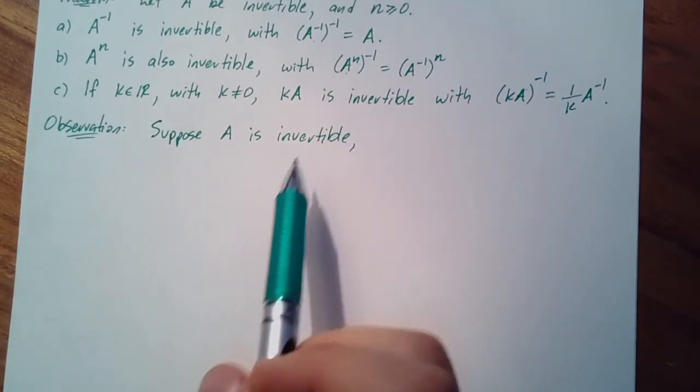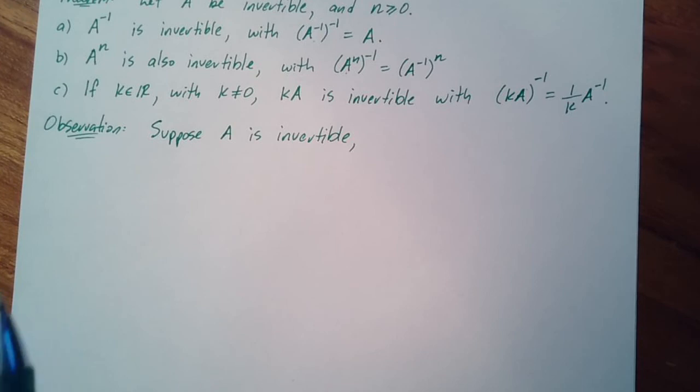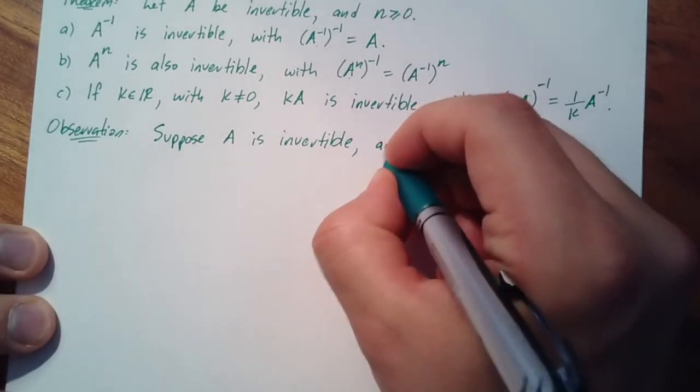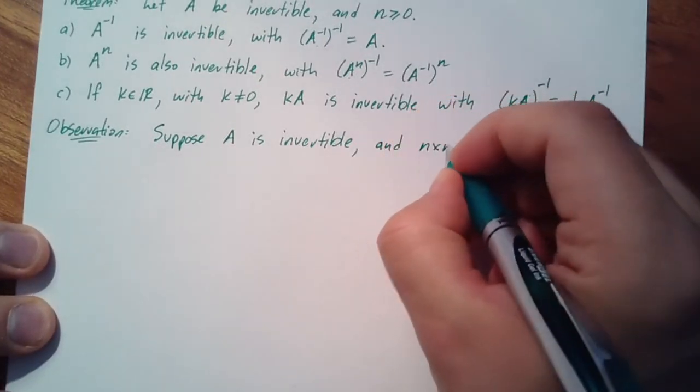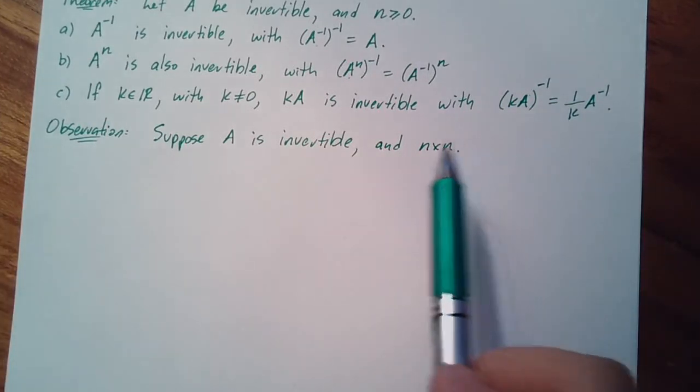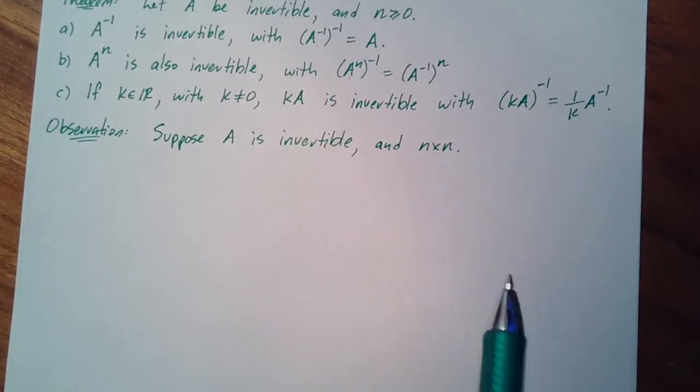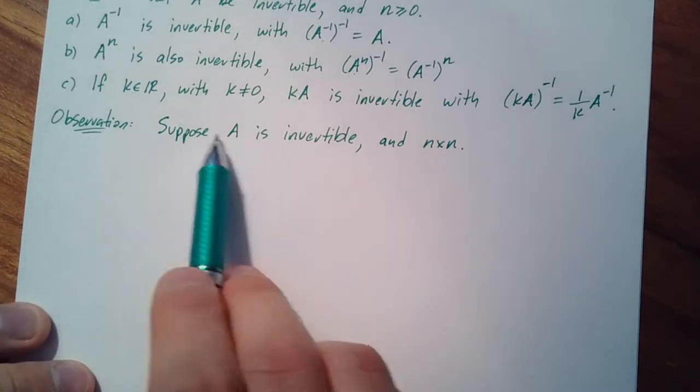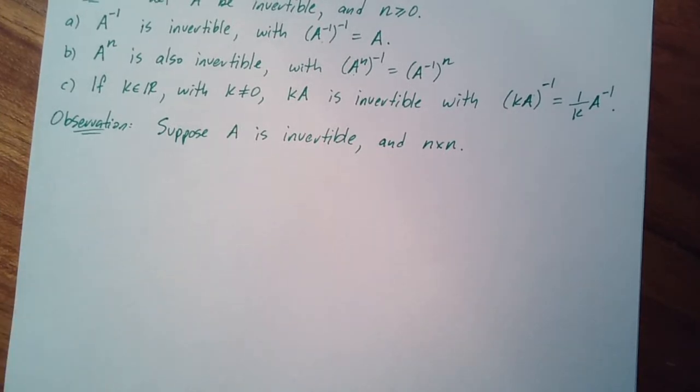Well, first of all, if it's invertible, you know that it's square, right? But I actually want to say invertible and n by n. I just want to be able to refer to n, which is, remember, the number of rows and columns of this matrix A. So let's suppose I start with that.